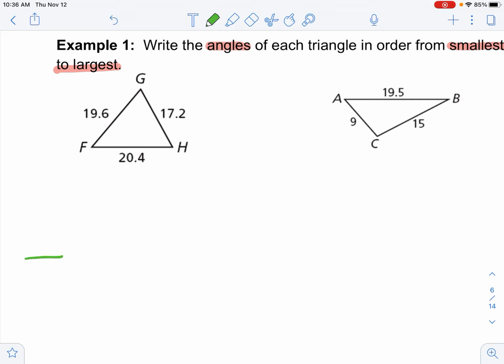So realize you're giving me a list. So I'm going to go a list, 3 things. And they're all angles. So I'm going to put angle in front of it so I don't forget it. Okay, so also I want to know smallest to largest. So to do this, I'm going to find my smallest side because I want my smallest angle first. So my smallest side is this side right here, which is 17.2. So my angle opposite of it is my smallest angle.